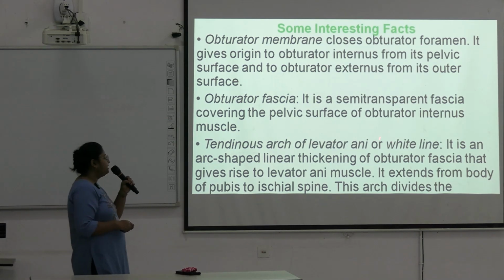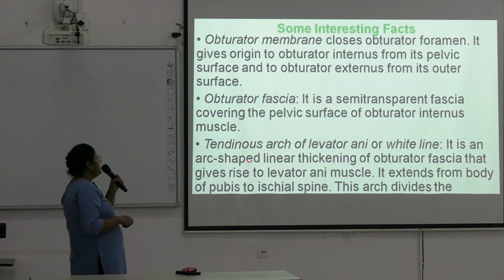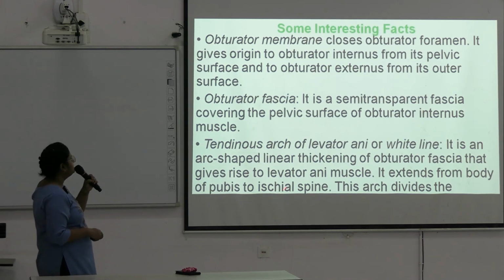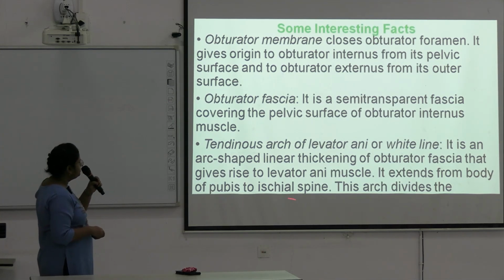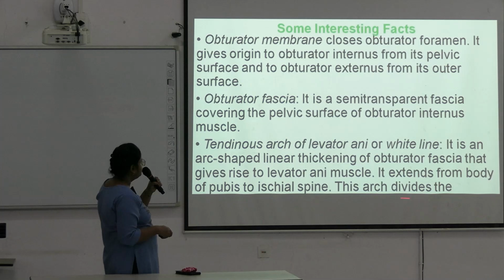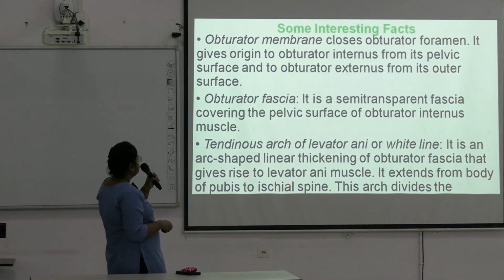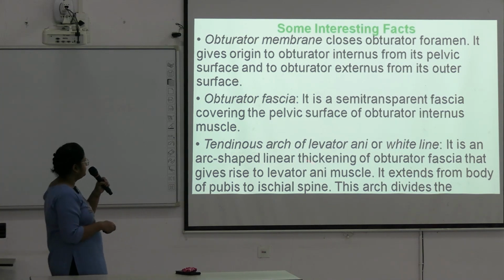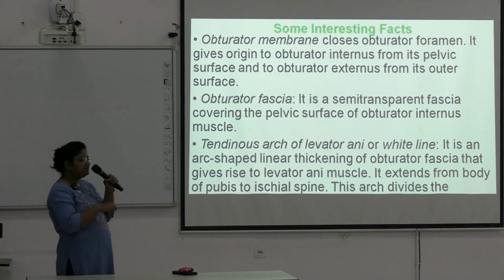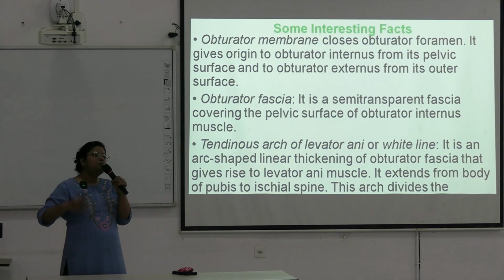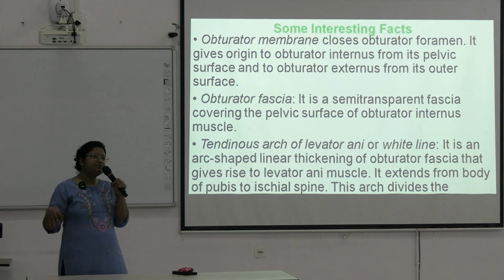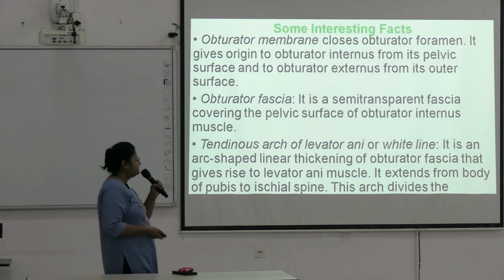Tendinous arch of levator ani, or white line. What is it? It is an arc-shaped linear thickening of the obturator fascia, and that gives rise to the levator ani muscle. It extends from the body of pubis to the ischial spine, and this arch divides. This is the extent of this tendinous arch, and it divides the cavity into two parts. There are some fossae, divisions of fossa, ischiorectal fossa, like this.